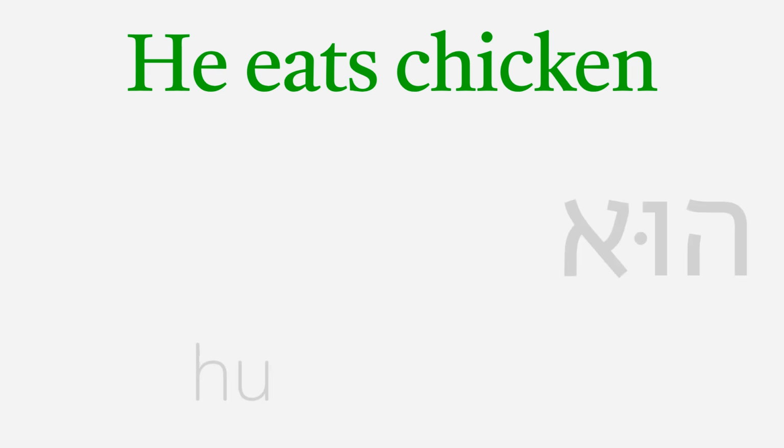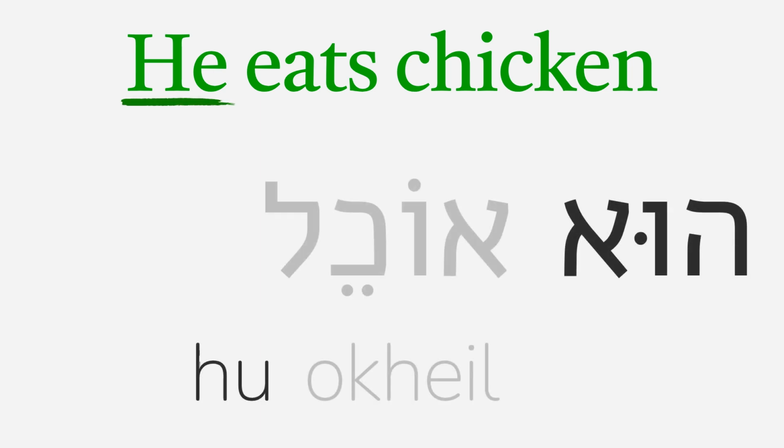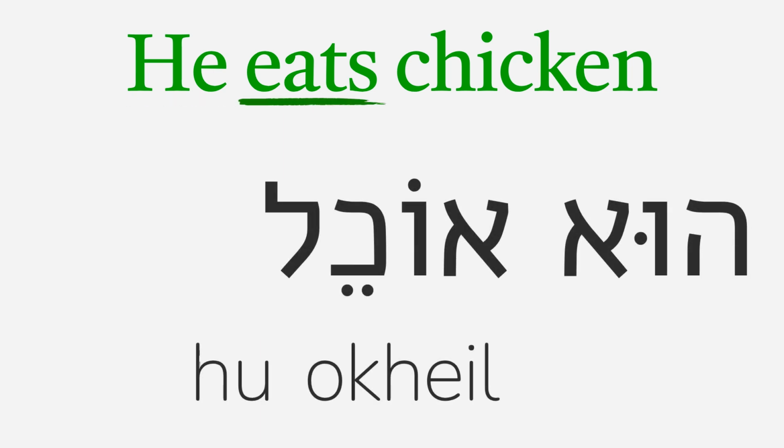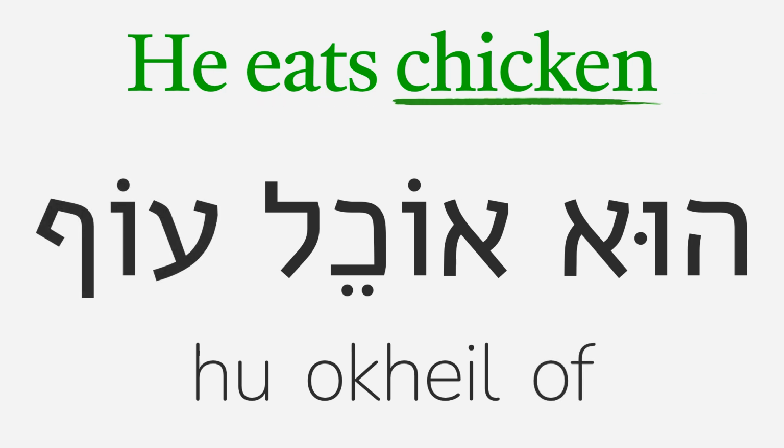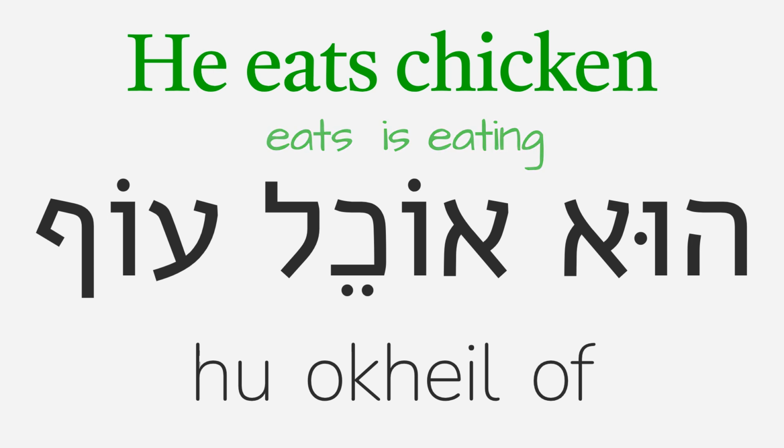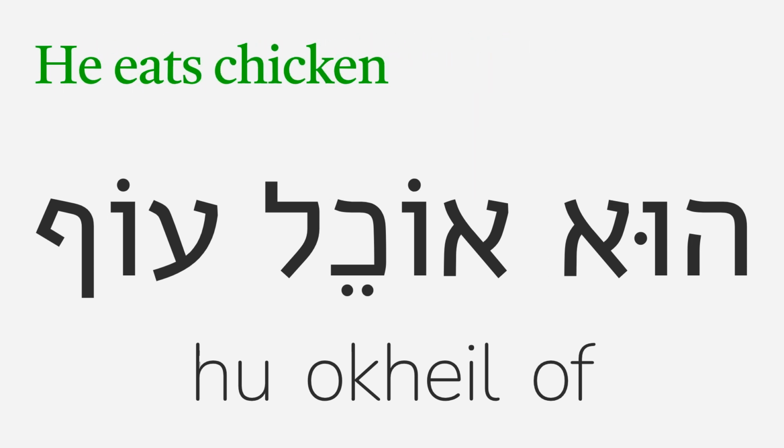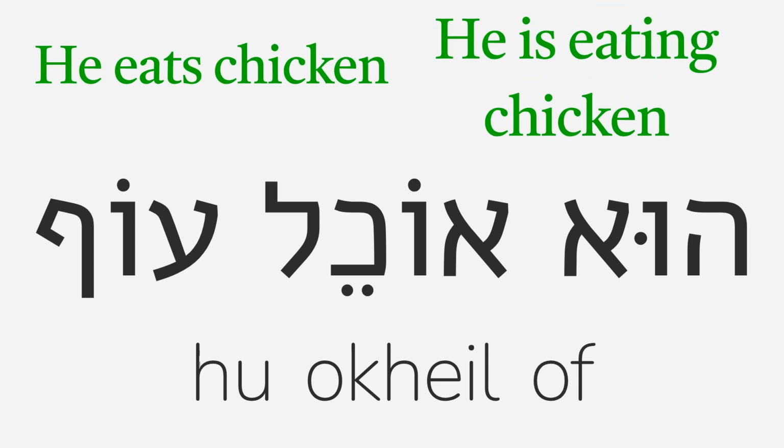To say he eats chicken, we say hu, he, ochel, eats, in masculine singular form, to agree with the masculine singular pronoun hu, of, chicken. Hu ochel of. He eats chicken. We can translate ochel as eats, but we can also choose to translate it as is eating. So hu ochel of can also mean he is eating chicken.